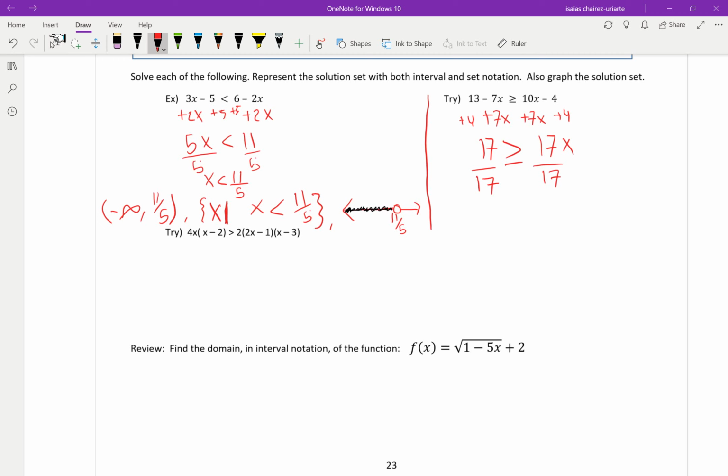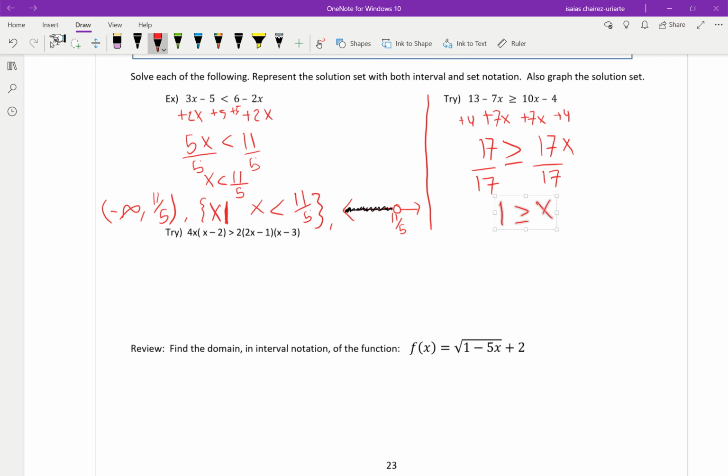I divided by something positive, so the inequality doesn't flip. So this becomes 1 bigger than or equal to x. All right. So the interval notation here, let me just move this up just a notch there. There we go.